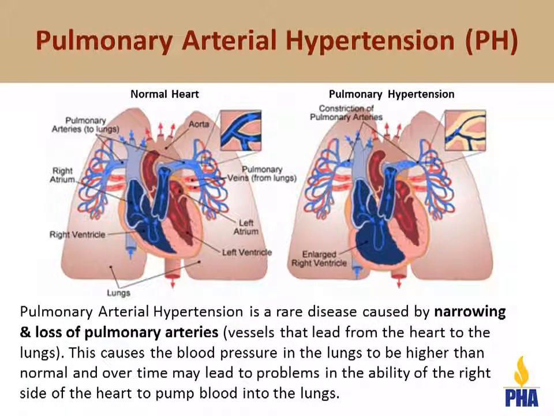Pulmonary arterial hypertension is a rare disease caused by narrowing and loss of the pulmonary arteries, or blood vessels that lead from the heart to the lungs. This causes the blood pressure in the lungs to be higher than normal, and over time may lead to problems in the ability of the right side of the heart to pump blood into the lungs.